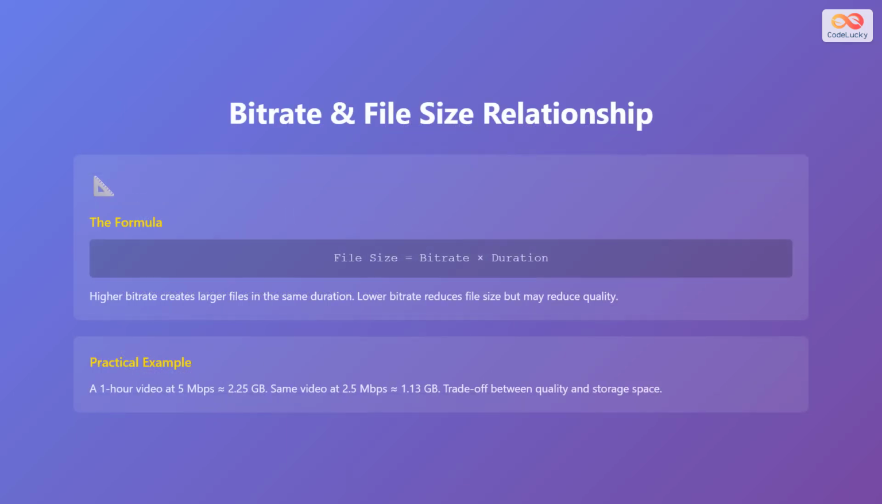The relationship between bitrate and file size is straightforward. Multiply bitrate by duration to get file size. For example, a 1-hour video encoded at 5 megabits per second results in approximately 2.25 gigabytes. The same video encoded at 2.5 megabits per second uses only about 1.13 gigabytes. This demonstrates the fundamental trade-off. Higher bitrate produces better quality, but requires more storage space and faster internet connections to stream smoothly.